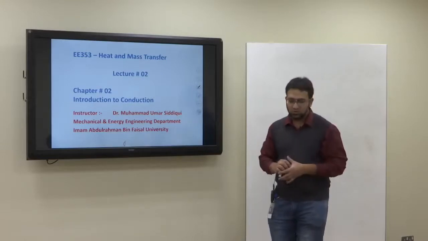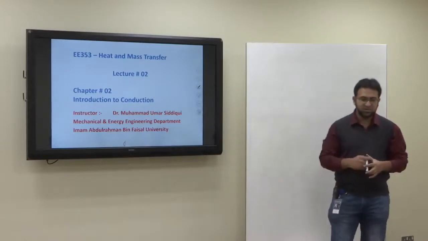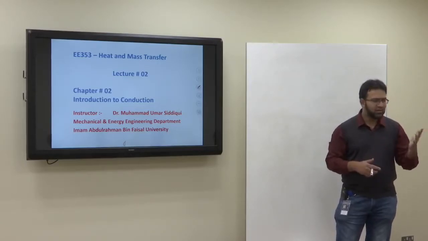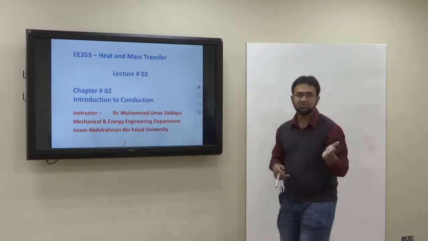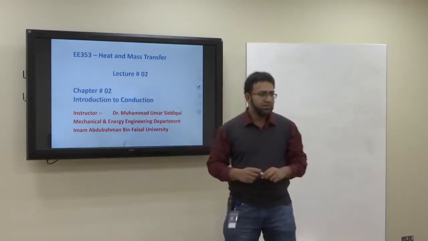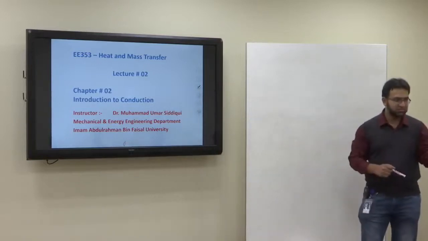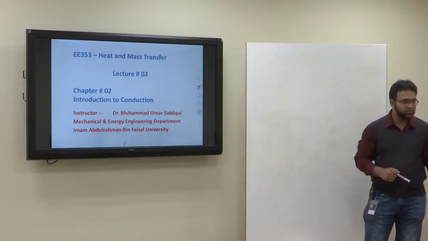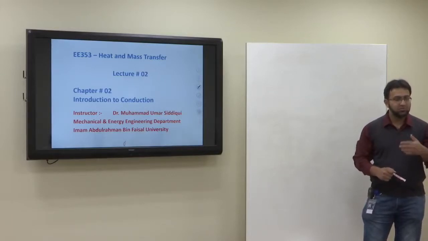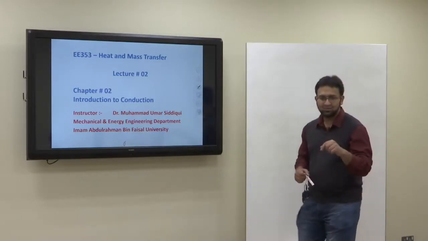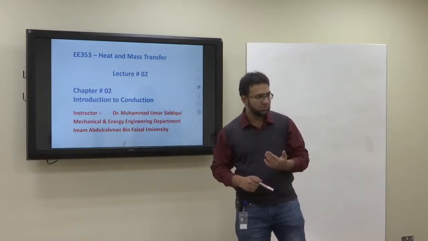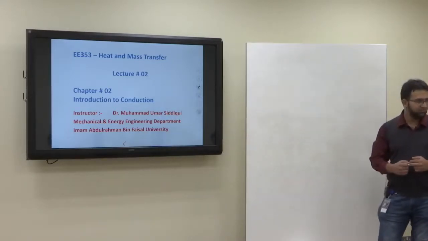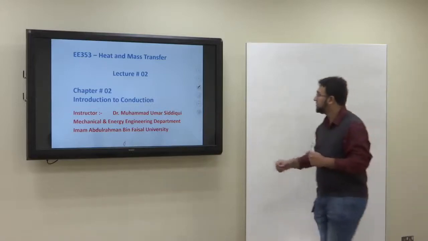Chapter number 3 is basically one-dimensional steady state conduction, where I discussed in the previous lecture what one-dimensional means. Then chapter number 4 is 2 or 3-dimensional steady state conduction, and chapter number 5 is unsteady or transient conduction. Anyways, we are going to study it in detail. So let's move ahead.